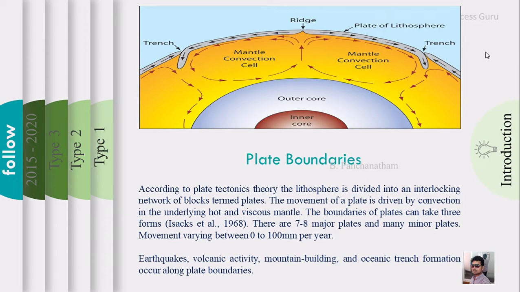According to the plate tectonic theory, the lithosphere is divided into an interlocking network of blocks that are termed plates. The movement of the plates is driven by convection in the underlying hot and viscous mantle. So if you see, this is a plate. It consists of the crust and the upper portion of the mantle. These two combine to form the lithosphere.